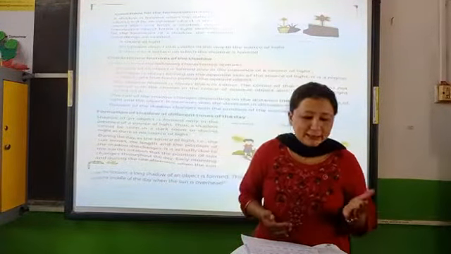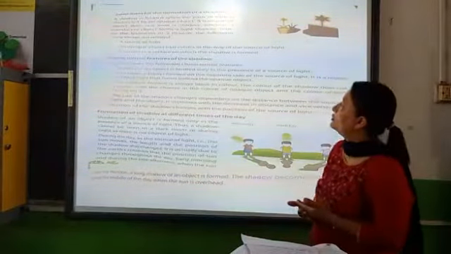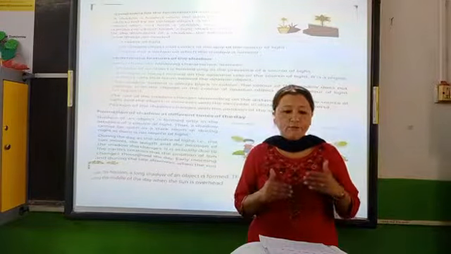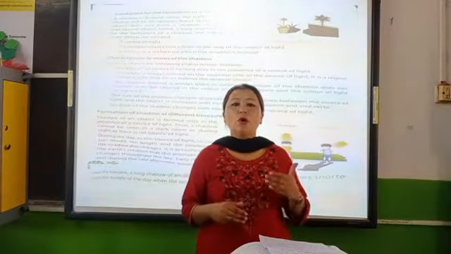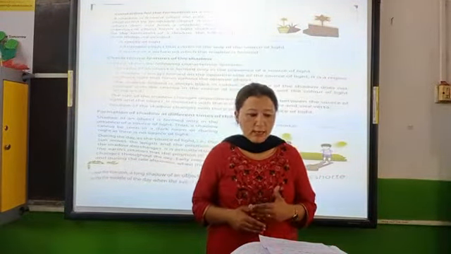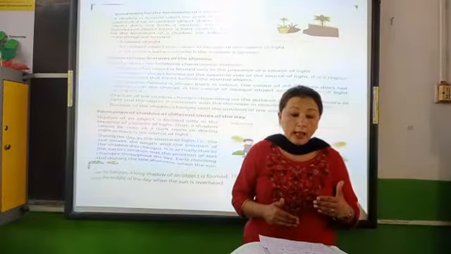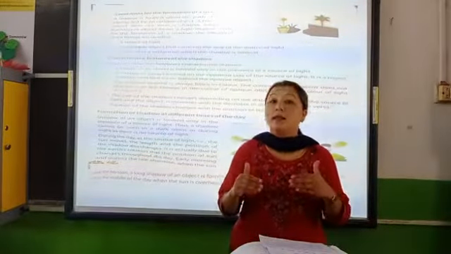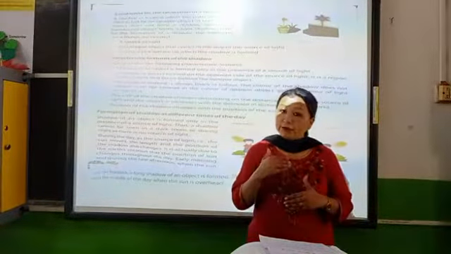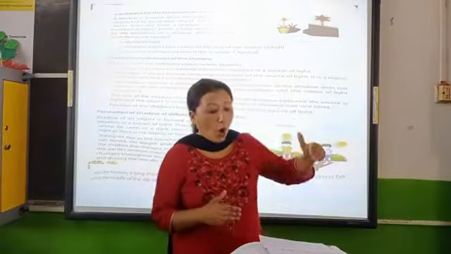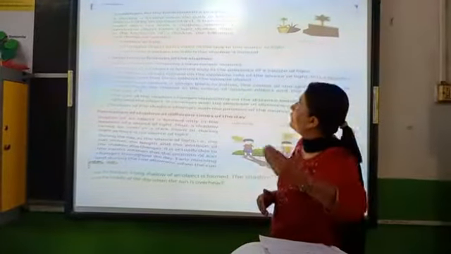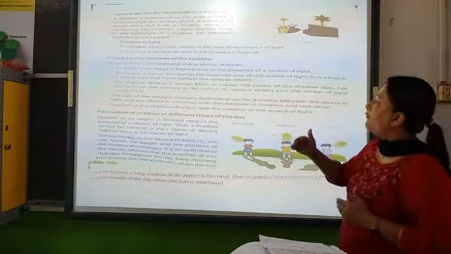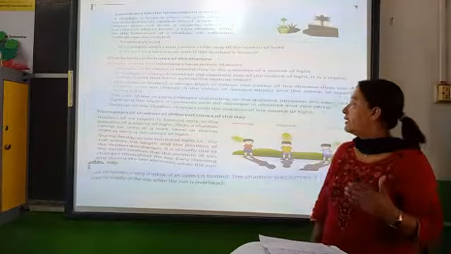Now let's see the characteristic features of the shadow. Shadow is formed when light falls on an opaque object. Shadow is formed only in the presence of a source of light. Shadow is formed in the direction opposite to the source of light. And shadow formed is always black in color.